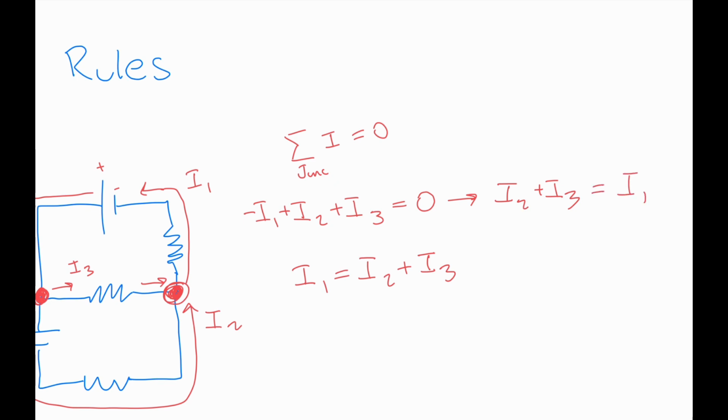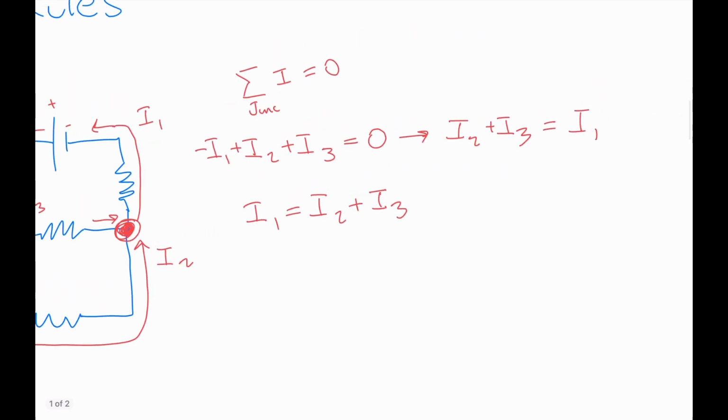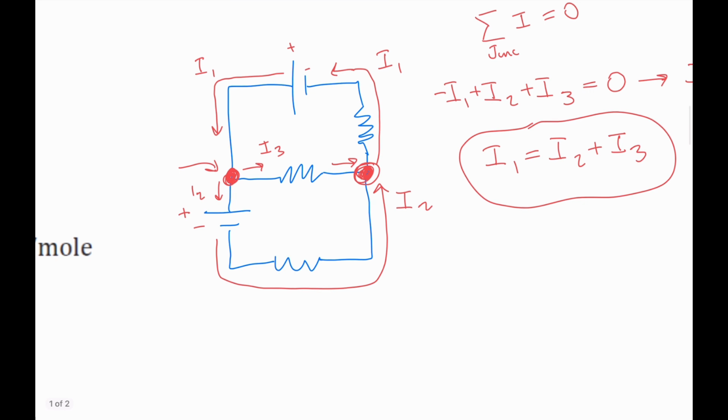Similarly, on the other side of the circuit, we have the same sort of equation. I1 splits, and it creates I2 and I3. If we use the same thing, currents entering a node are positive. Currents leaving the node are negative.